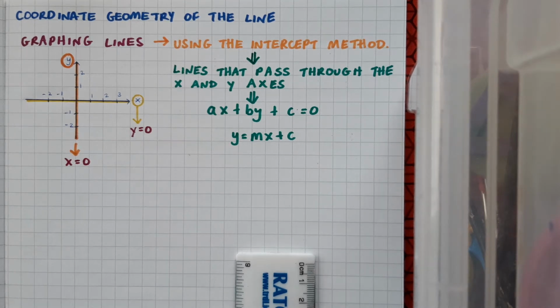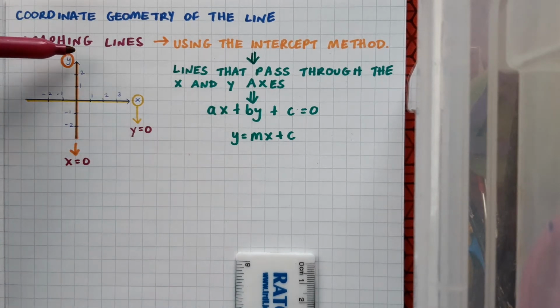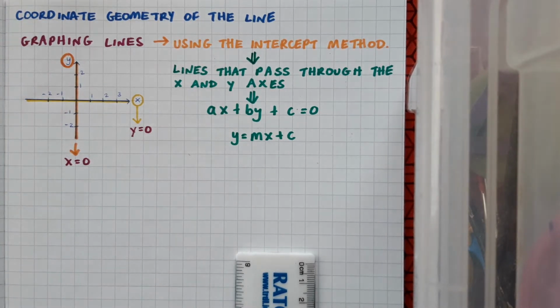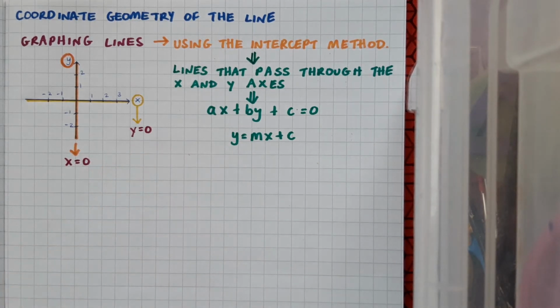If you were paying close attention in the last video on graphing vertical and horizontal lines, you might recognise that y equals 0 is actually the equation of the x-axis, and x equals 0 is actually the equation of the y-axis. In any case, it's these two zeros that we're going to be using to work out our intercepts, to work out where the lines go through our x-axis and our y-axis.